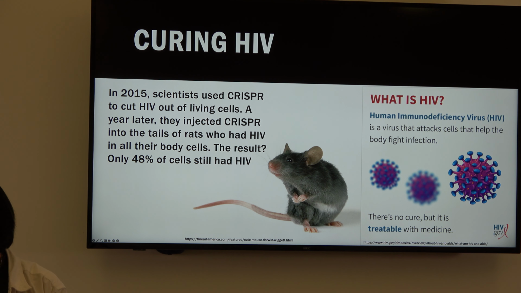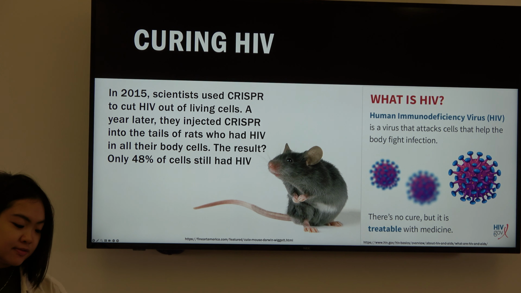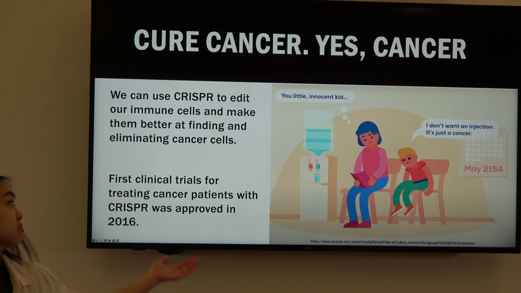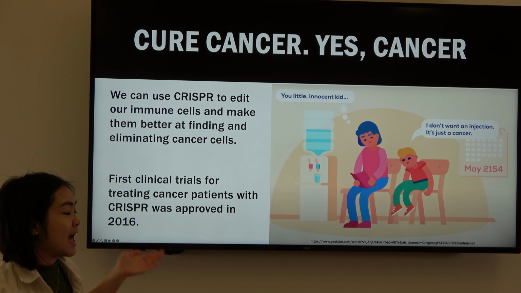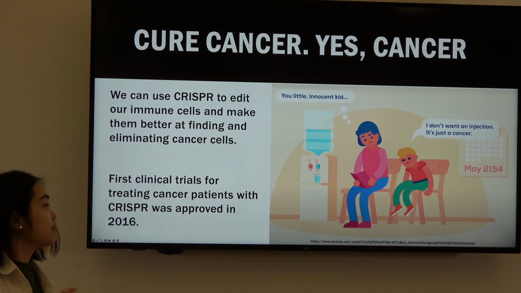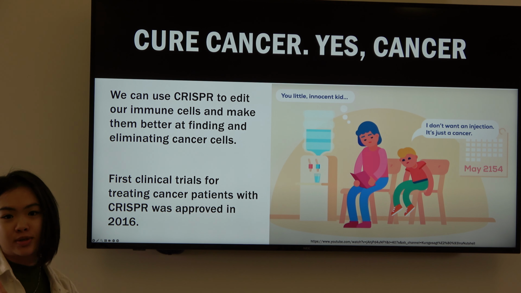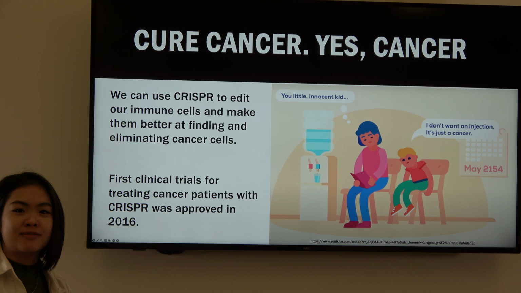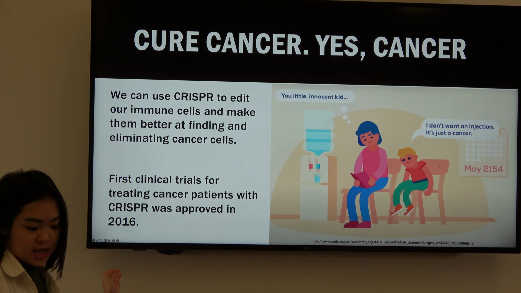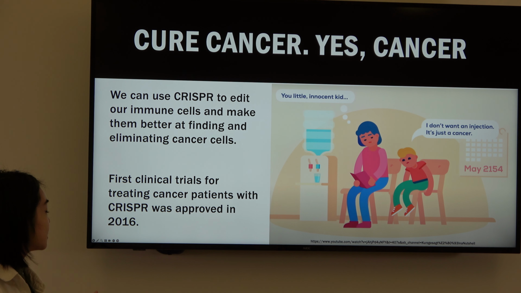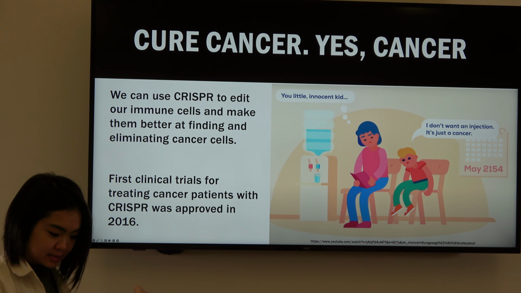So that's pretty interesting. And it's not just limited to HIV. Maybe we'd even be able to cure cancer. Yes, cancer. So we can edit our immune cells, give them a copy of the affected cancer cell, and make them better at identifying cancer cells in the body and eliminating them. So the first clinical trial for treating cancer patients with CRISPR was approved in 2016, and I believe it was for the treatment of lung cancer.